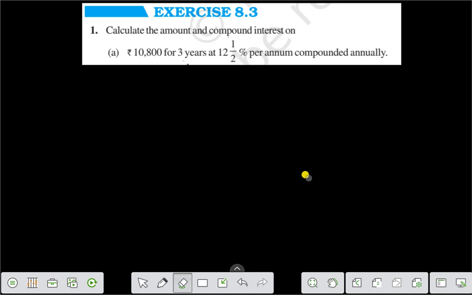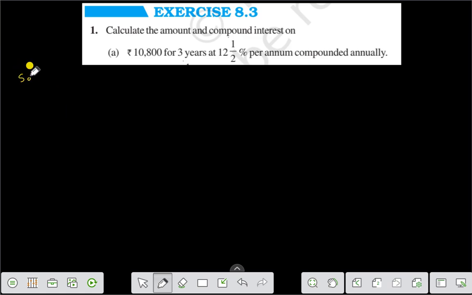Hello everyone, today we'll discuss exercise 8.3 question number 1. Calculate the amount and compound interest on rupees 10,800 for 3 years at 12 and 1 by 2% per annum compounded annually. Let us solve this question.